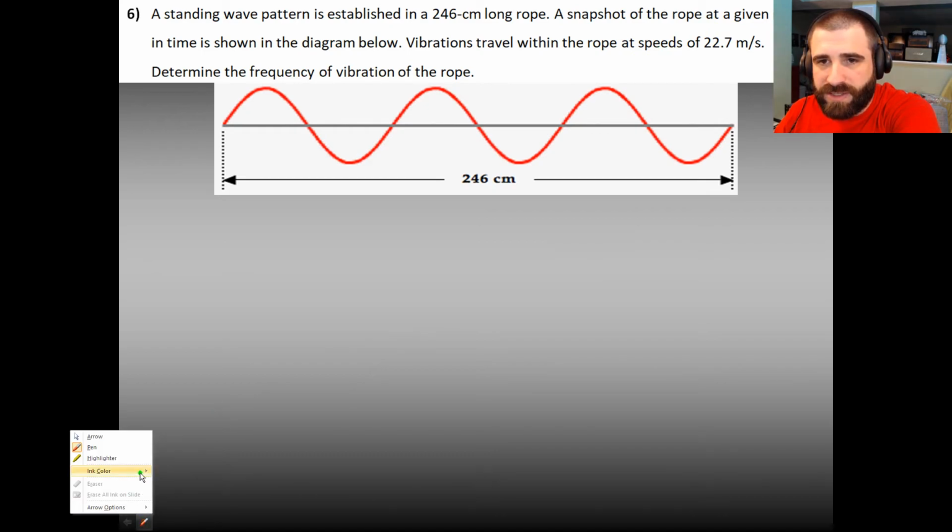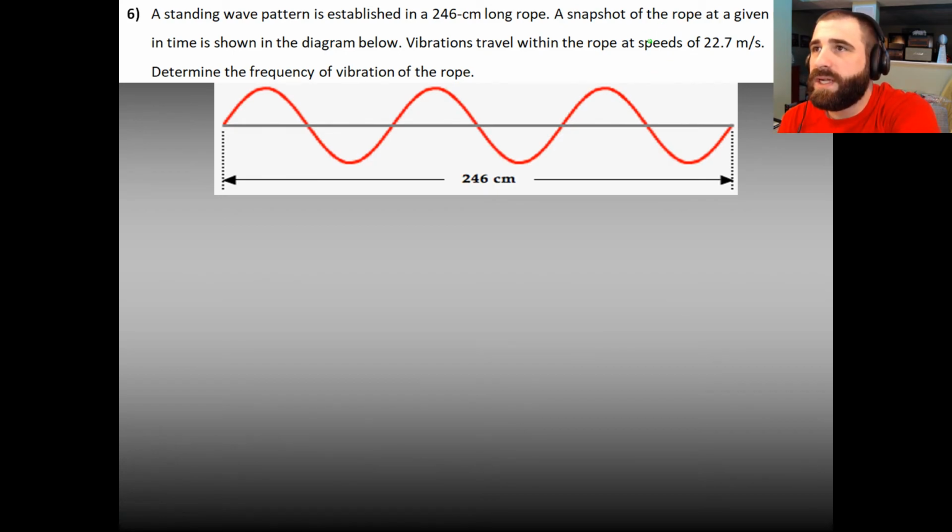Let's change our ink color because that's a little bit lighter. Okay, cool. All right, so at speeds of that, so that's pretty obvious that that's the wave speed, V wave. But that's it, right? And so determine the frequency. Okay, all right. So frequency equals question mark.